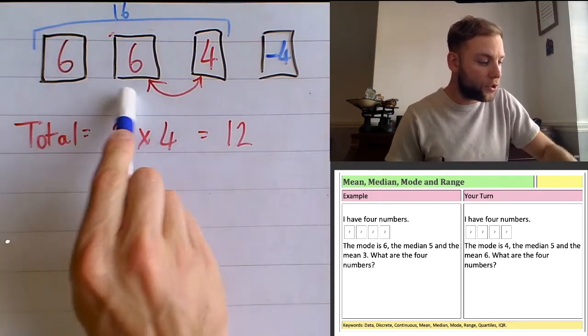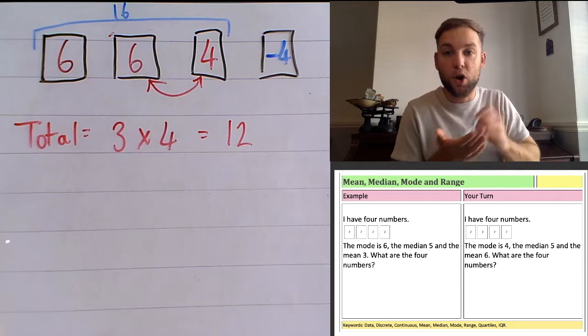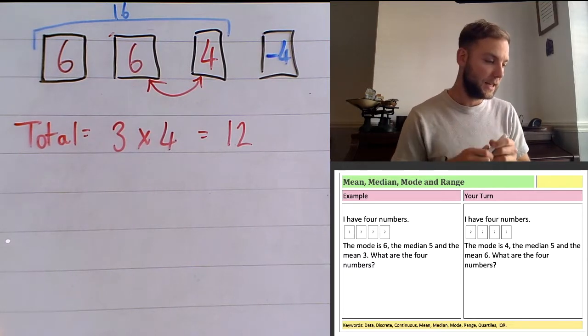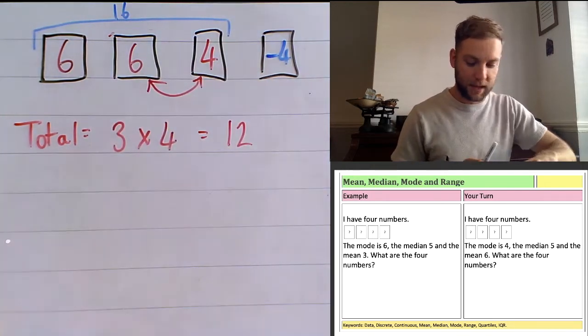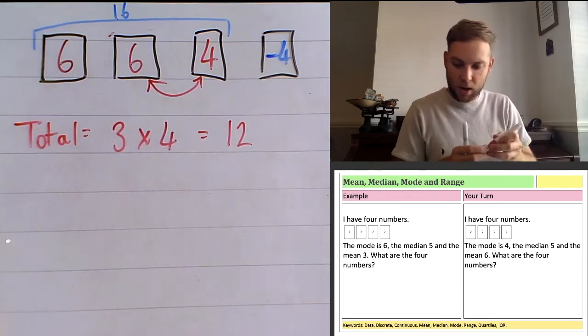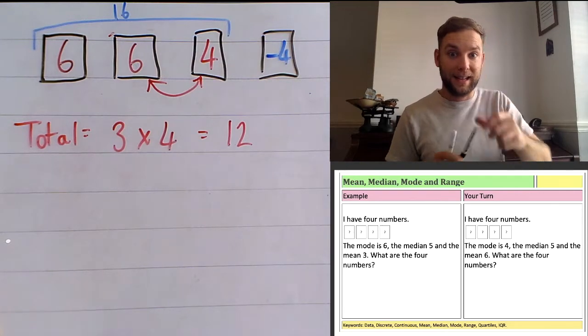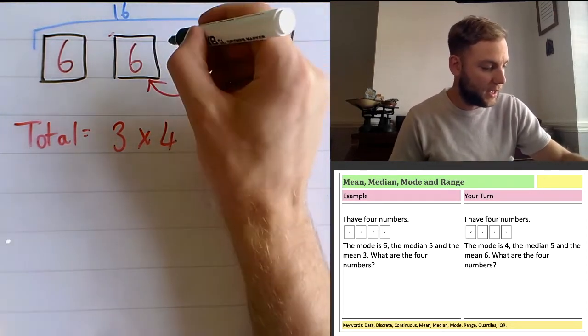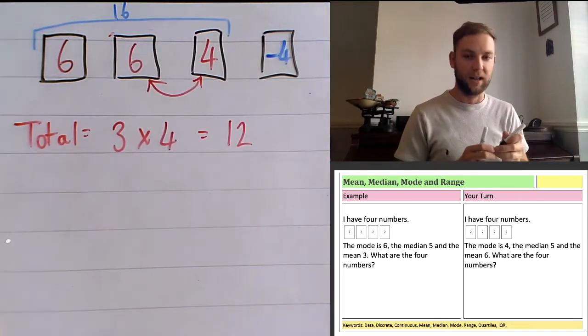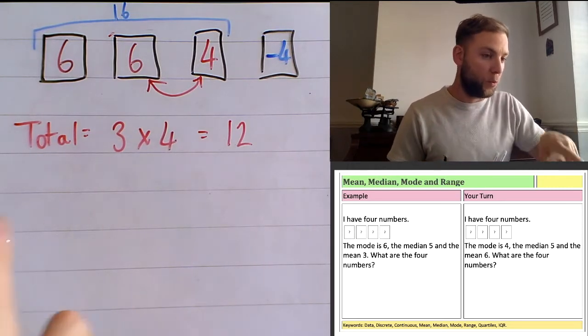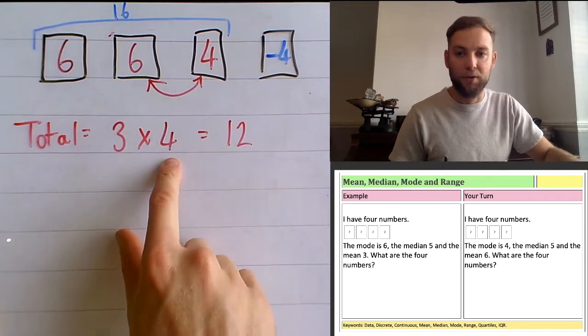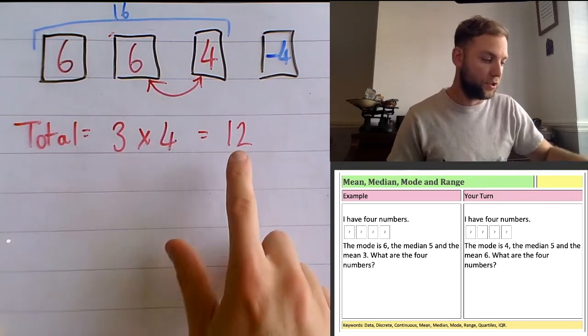So we knew that the mode had to be 6. So my most common number had to be 6. Okay? I knew that my middle number here had to be 5. Okay? And because there's 2 in the middle, that means that they need to total to 10. So these 2 here need to total to 10 to make that middle number 5. I then had to work out the total of what these sum to, which was my mean times by the amount of numbers. So 3 times by 4, which is 12.